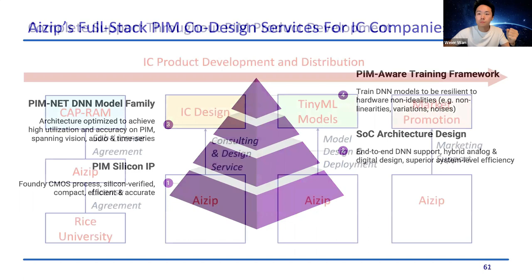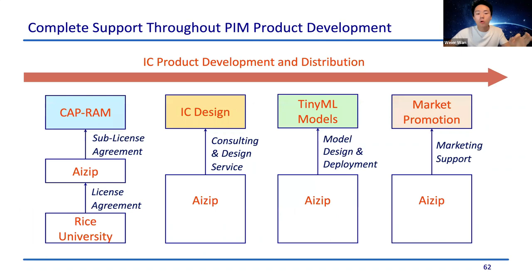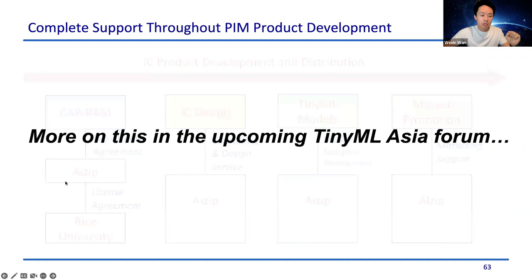With this full-stack PIM solution, Aizip can support our IC partners during the entire IC product development and distribution cycle. We can sublicense the silicon IP, provide IC design consulting services, and handle tinyML model design and development and support joint market promotion. For each customer, depending on the specific need, we can tailor our services to work on a subset of these stages. For more information on these co-design services, we will present more details in the upcoming tinyML Asia Forum. With this, I will conclude today's talk.